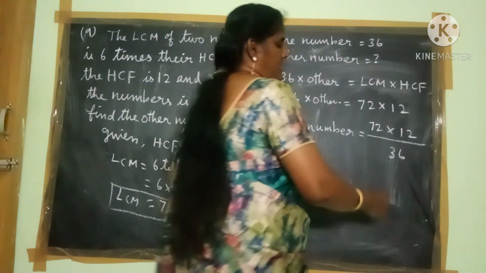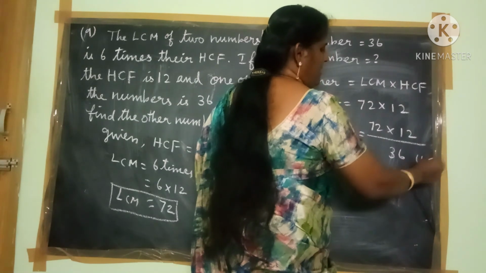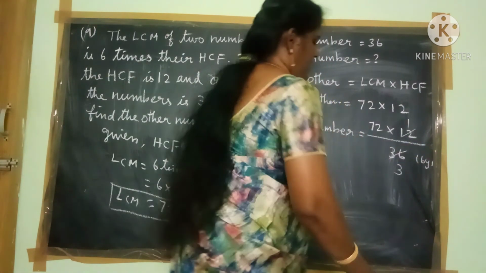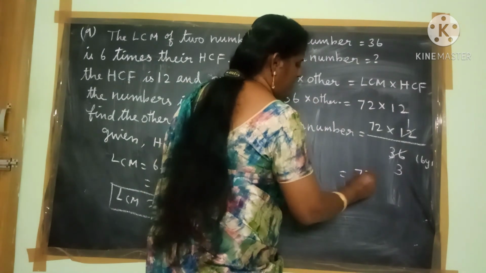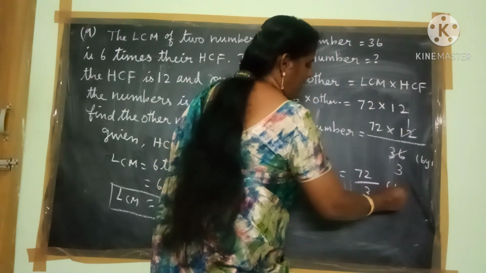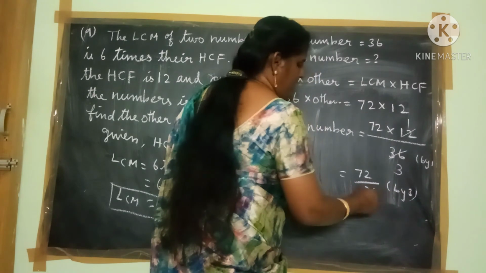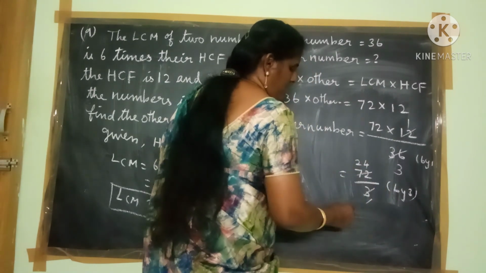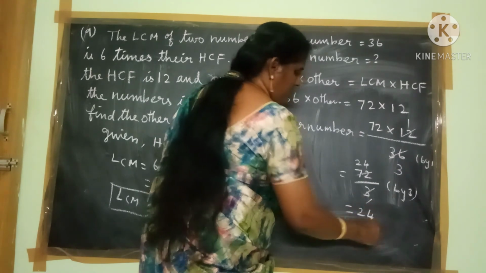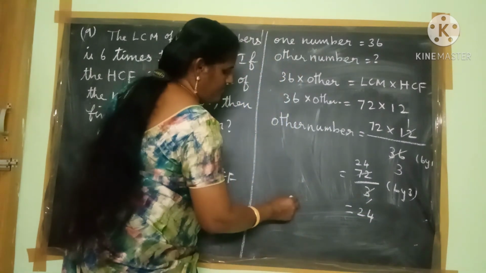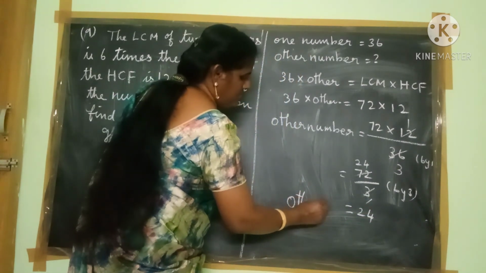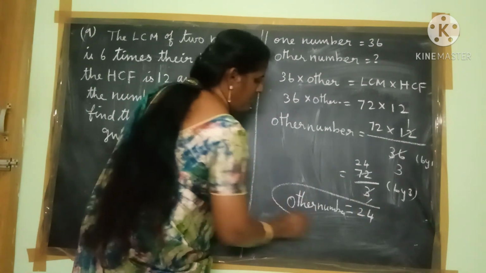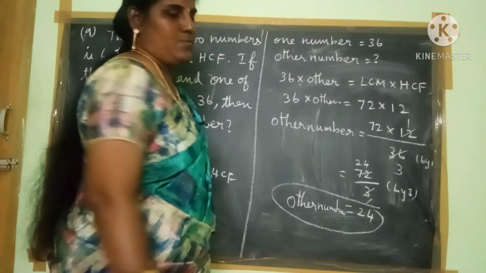Which table will we take? First we take the 12 table. In the 12 table, 1 time, 3 times. Again 72 by 3. Again by 3 table, 1 time, 2 3s are 6, 4 3s are 12. So therefore 24. Therefore the other number is equal to 24.